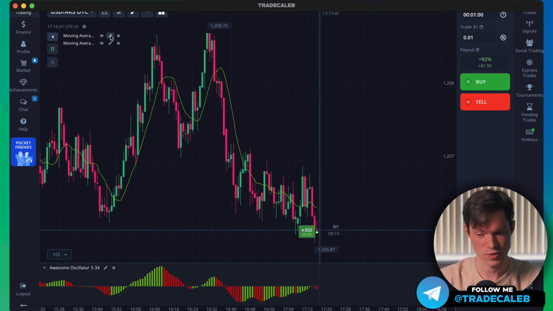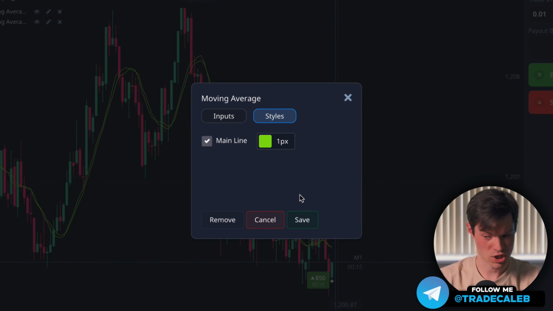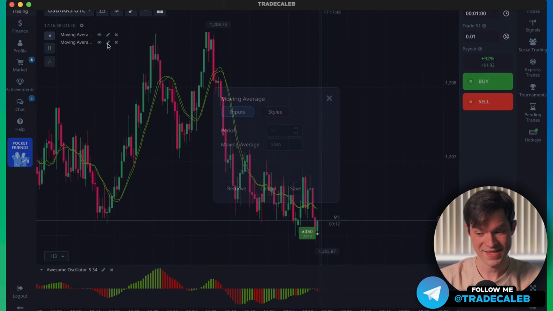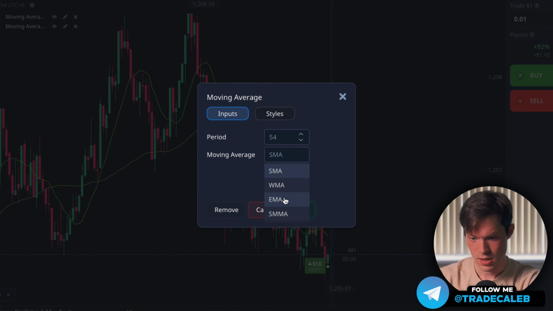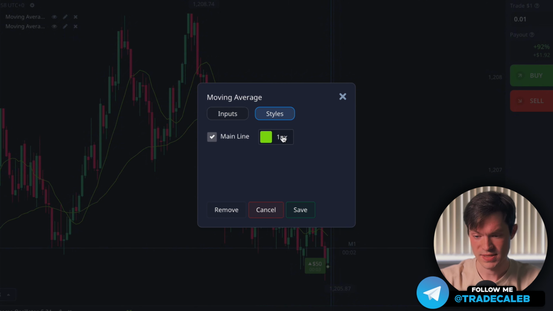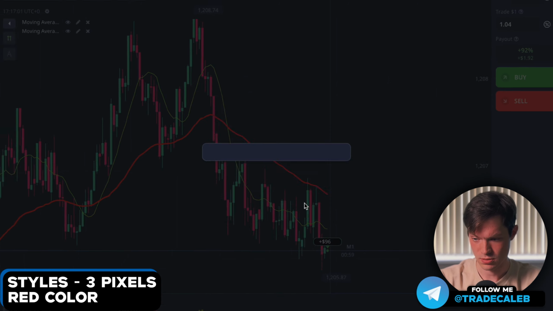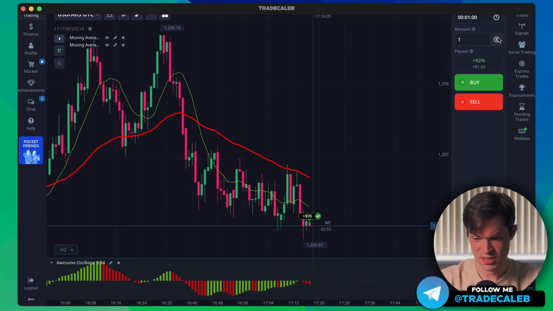We go to the first indicator, write the period 11. We cannot change anything in these styles. On the second indicator we change the period to 54. In the type of the line display we put EMA. In the styles we put 3 pixels, red color, and save it. In the meantime, the first trade has closed in the plus.